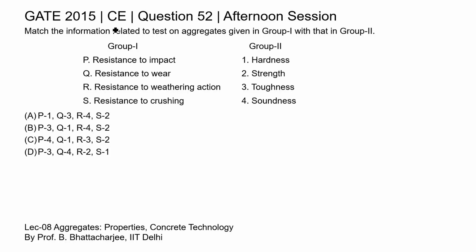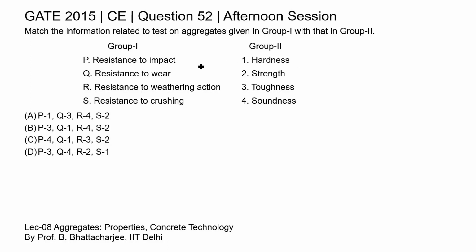This is question 52 of Civil Engineering paper GATE 2015 afternoon session. Match the information related to test on aggregates given in group 1 with that in group 2. Group 1: resistance to impact, resistance to wear, resistance to weathering action, resistance to crushing. In group 2: hardness, strength, toughness, soundness.